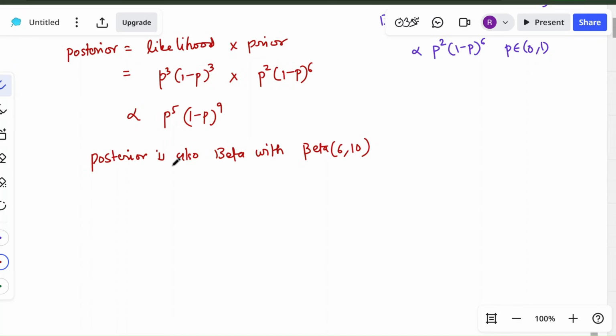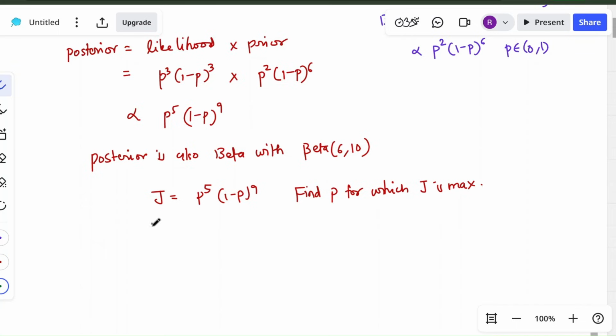Straightforward, right? Just take the derivative and see what happens to it. So if I take the derivative, what will I get? Let me say j is equal to p to the power 5, 1 minus p to the power 9. Basically, we need to find that p for which j is maximized. Okay, that is what we have to do.